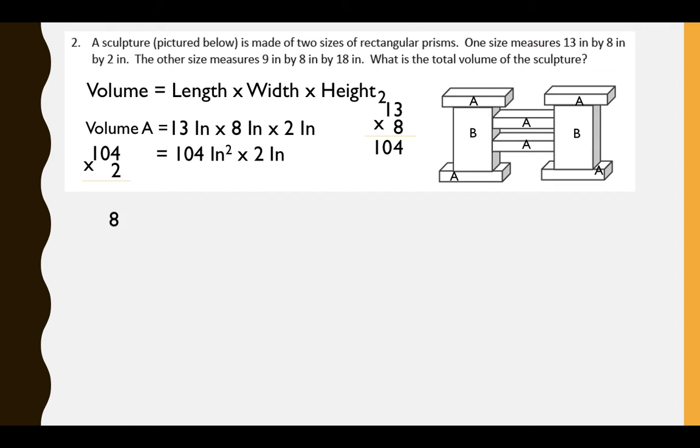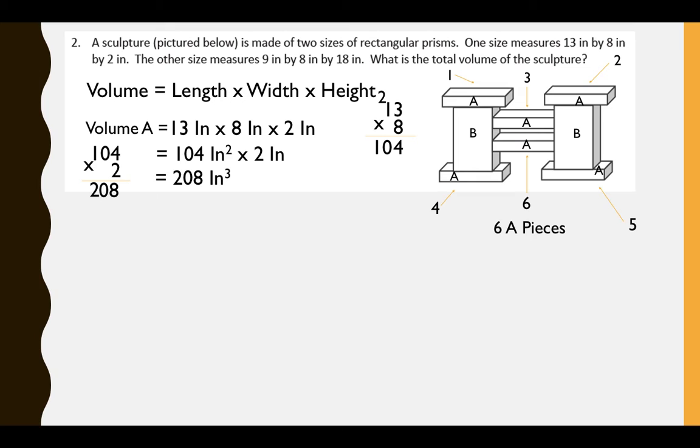4 times 2 is 8, 2 times 0 is 0, and 2 times 1 is 2. So the volume of figure A is going to be 208 inches cubed. But now we have more than one figure A, so I have to figure out how many A's there's going to be. So I have 1, 2, 3, 4, 5, and 6. So I have 6 A pieces.